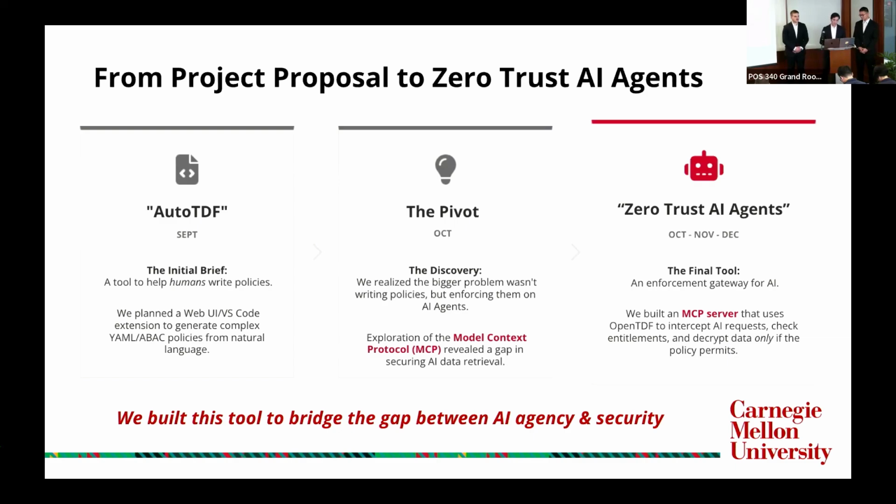As we were doing our research for this project, we had to do a pivot. This became due to a major realization, where it wasn't the core risk about humans writing policies, but it was about AI agents ignoring them. And therefore, we did this pivot, building the tool we're going to show you later on called Zero Trust, which shifted our goal from policy creation to policy enforcement.